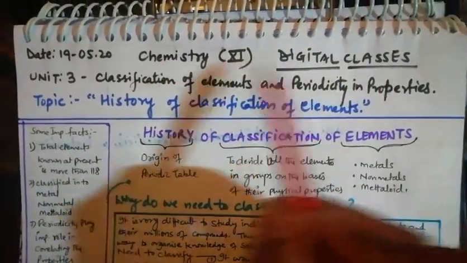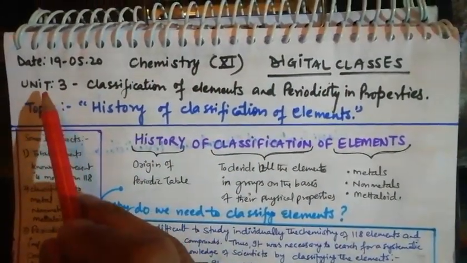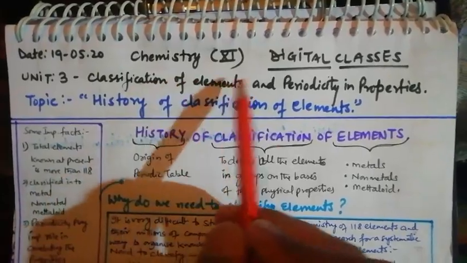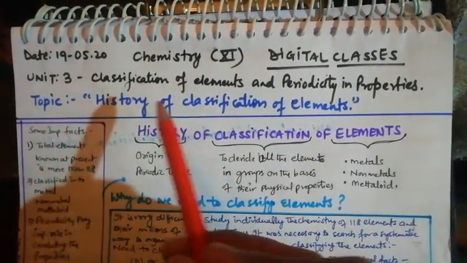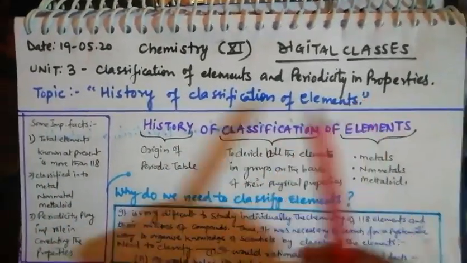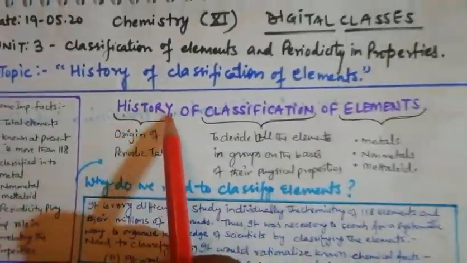Welcome to digital classes. This is our chemistry period, and as yesterday we have started our unit 3, classification of elements and periodicity in properties. So today we are talking about the history of classification of elements. So let's start the history of classification of elements.